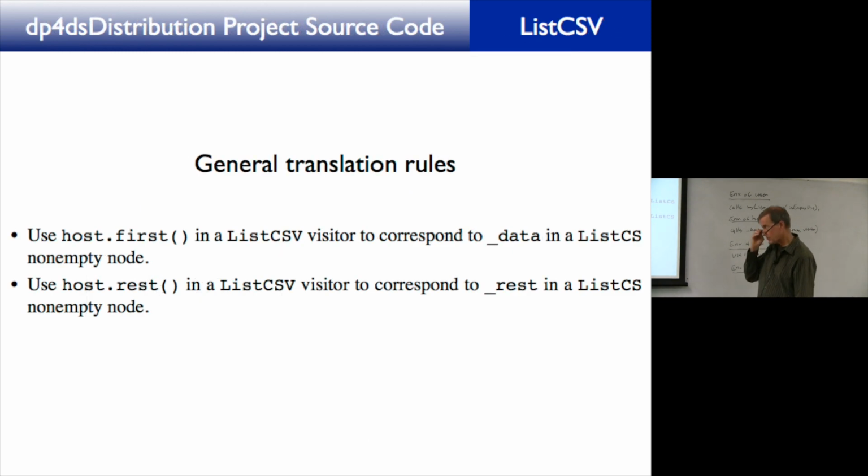So here are some general translation rules. When we looked at those lists of the minimal complete set of operations, two of the most important ones were first and rest. In general, the way you translate is, if in the non-visitor list CS method you had to deal with underscore data, now your environment doesn't include underscore data. Instead, you use host.first where you used underscore data before. So this is a little translation rule.